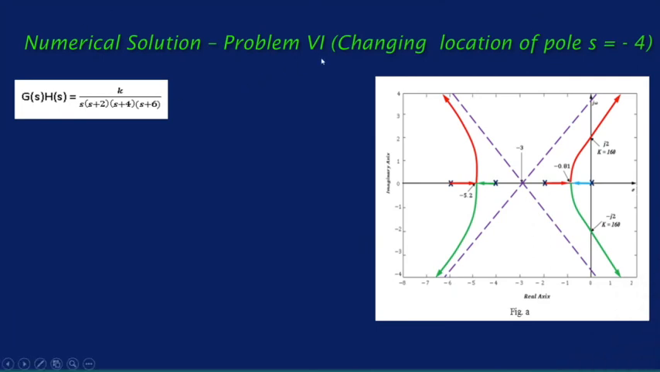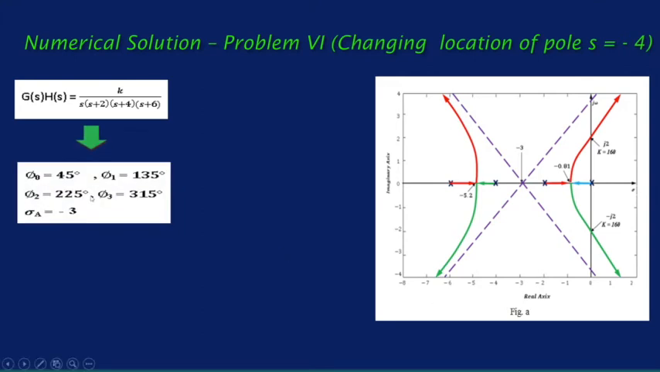Numerical solution problem 6. Changing the location of the pole to s equal to minus 4. That means the same example, G(s)H(s) equal to K by s(s+2). Instead of (s+3) we can write (s+4)(s+6). That means 4 poles are present in the system. So draw the 4 poles at 0, minus 2, minus 4, minus 6.